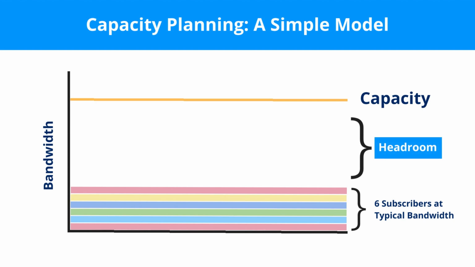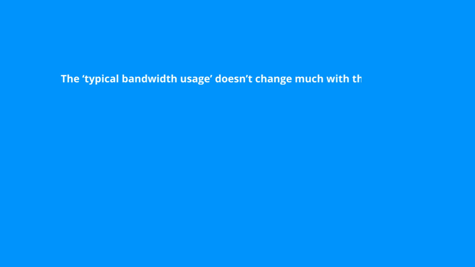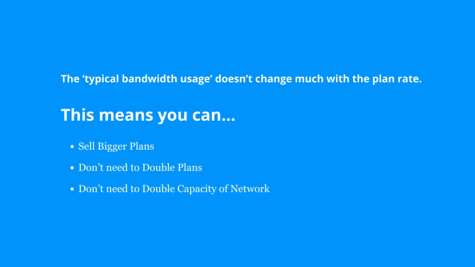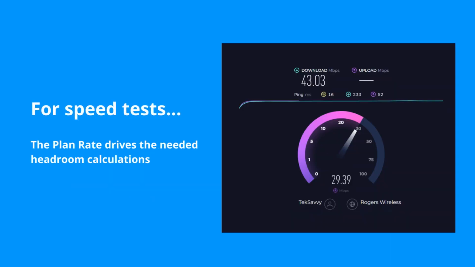Headroom is obviously the gap in between here, but why is that important? In the previous slide, we said that typical subscriber bandwidth does not go up much with plan rate, and that's good. I mean, you can sell bigger plans. You don't need to double the plan, you don't need to double your capacity in your network. For speed tests, though, it's a little bit different. The plan rate really drives what the customer expects to see in a speed test. And that really drives the needed headroom calculations.